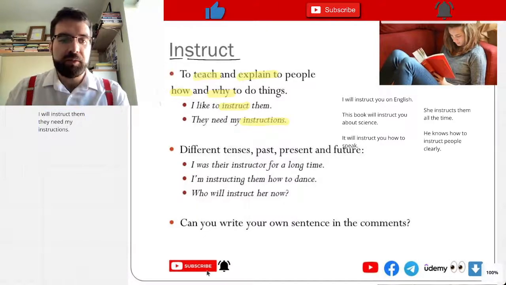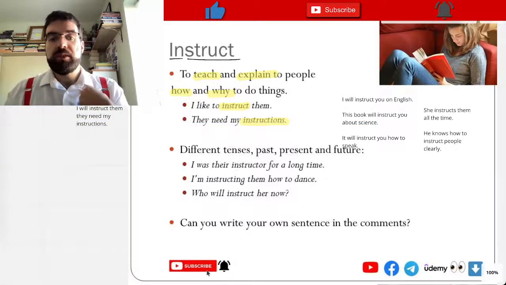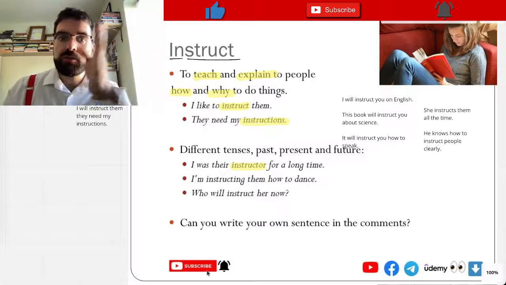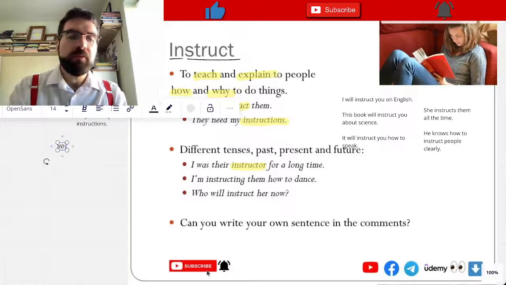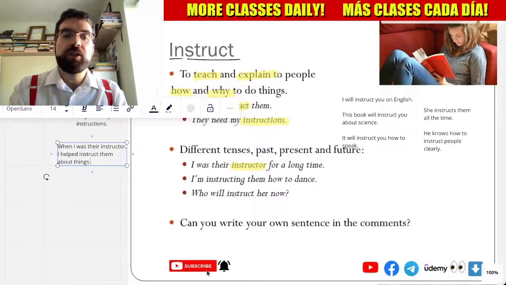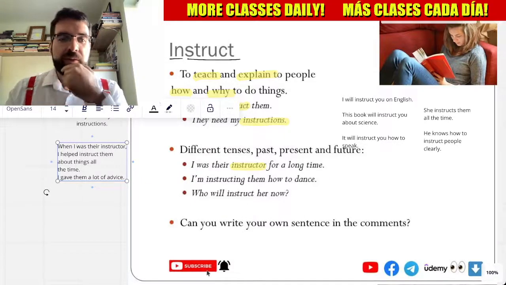How cool is that, language explorers? I was their instructor for a long time. When I was their instructor, I helped instruct them about things all the time. I gave them a lot of advice. How cool is that, language explorers?